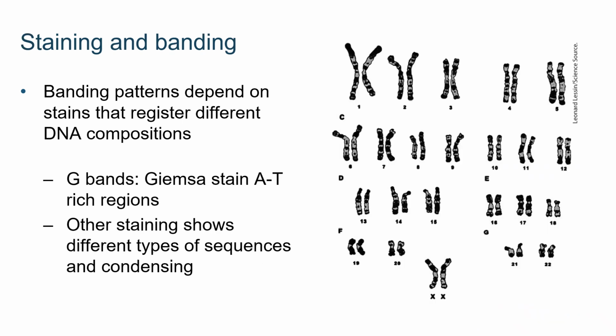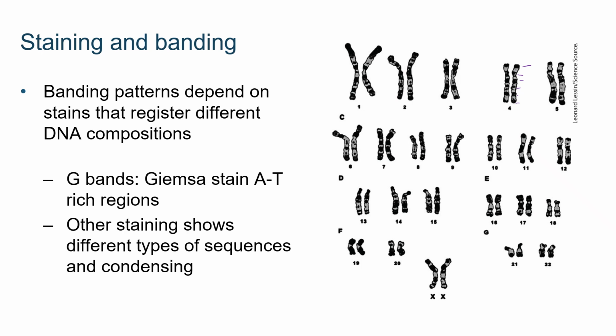Our chromosomes are stained with several different types of staining depending on the purpose of the stain. The stain works because different regions are condensed at different levels. So the most common one is called the Giemsa stain. And the Giemsa stain is going to stain AT-rich regions. And you'll notice that this gives a particular pattern. And if you look at our homologous chromosomes, they have the same pattern of dark staining. And this is kind of what we mean by same gene order.